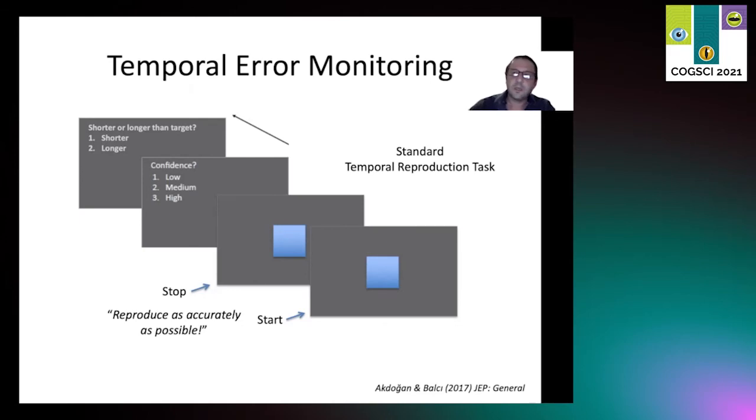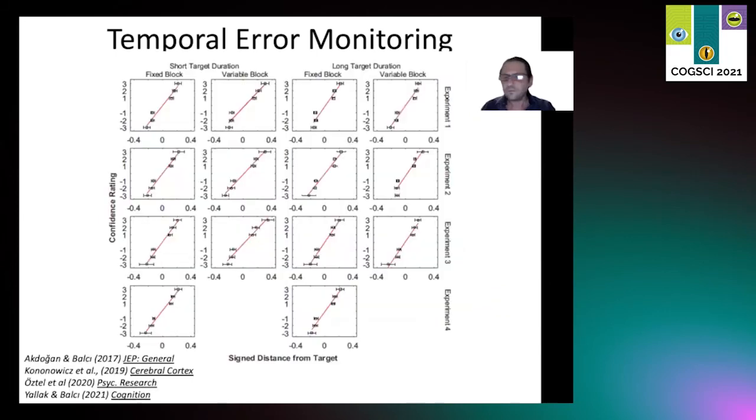if they were shorter than the target or longer than the target. And we asked them how confident they were in their reproduction, and we observed that the confidence ratings decrease as a function of the absolute distance between the reproduced time interval and the target time interval. We have run this experiment many times in humans. Other groups have done it too. And in all of these experiments, invariably what we see is that humans can keep track of both the direction and the magnitude of their timing errors.